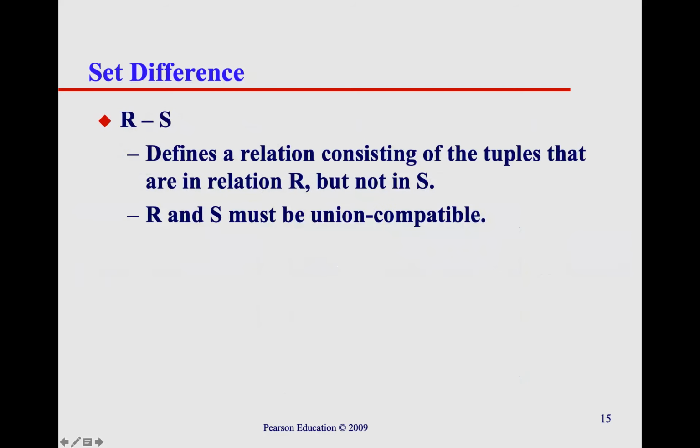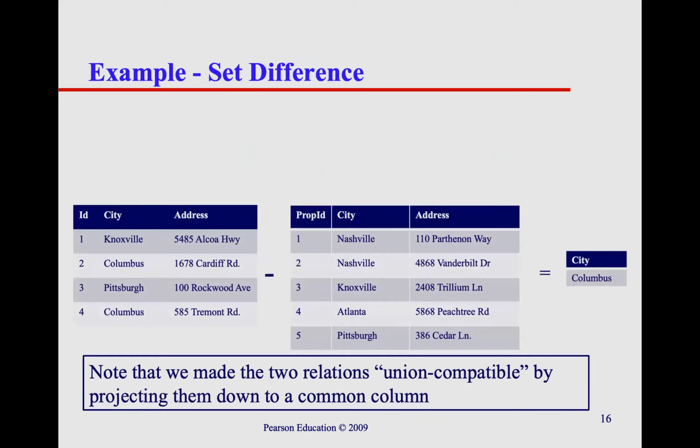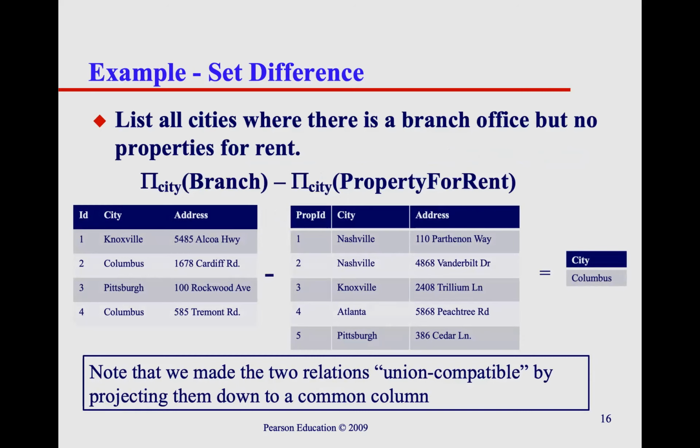Okay, set difference. Anything that's in R but not in S. So our example before with the university, where we had administrators and professors, and we wanted to find all administrators who were not professors, we'd say administrators minus professors. Okay, here we're finding all cities where there's a branch office but no properties for rent. Probably good for closing, because that branch isn't doing anything for us.